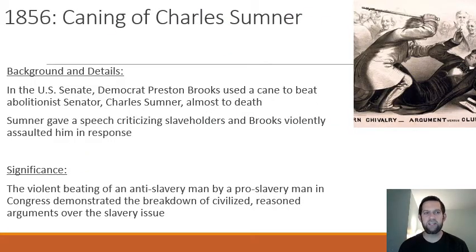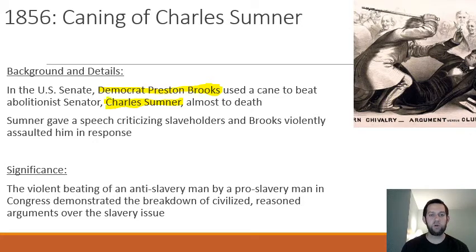Okay, so this next event in 1856 is an example of violence that took place in the halls of Congress. Not only is there physical fighting going on in Kansas at the time, but pro-slavery and anti-slavery politicians actually went at it from time to time. So in the U.S. Senate, you had a Democrat, a pro-slavery man, Preston Brooks. He heard a speech in the Senate given by Senator Charles Sumner, who was a Republican.